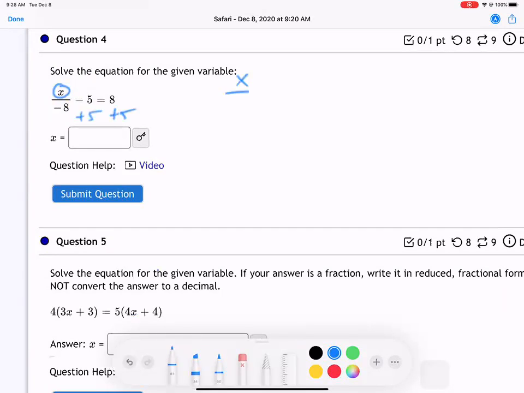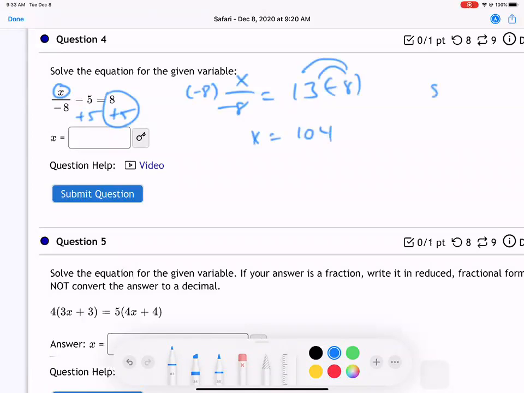X over negative 8 is equal to 8 plus 5, which is 13. And then we still have to get rid of that negative 8. Negative 8 is dividing, so we're going to multiply both sides by negative 8, because the opposite of divide is multiply. And x equals, this is 80 plus 24, that's 104.